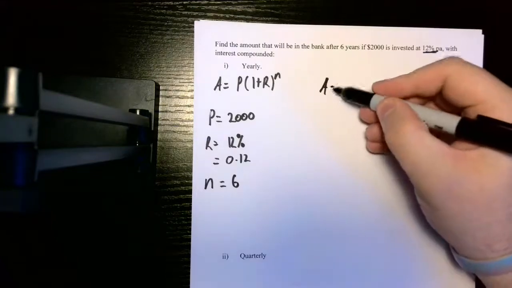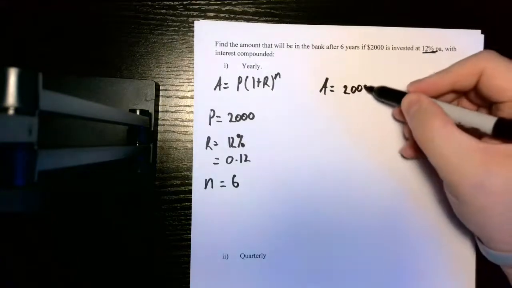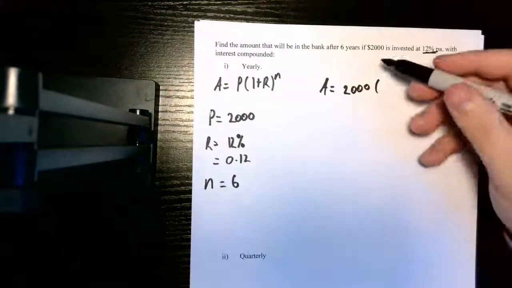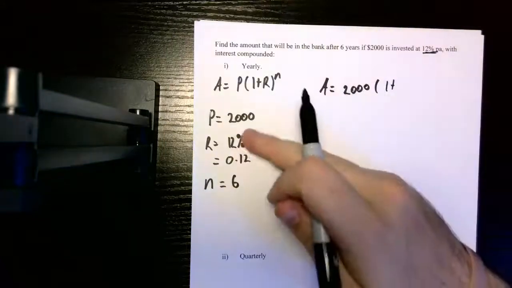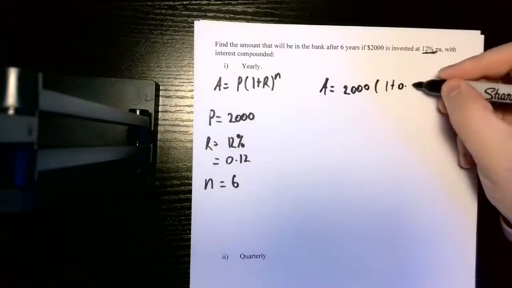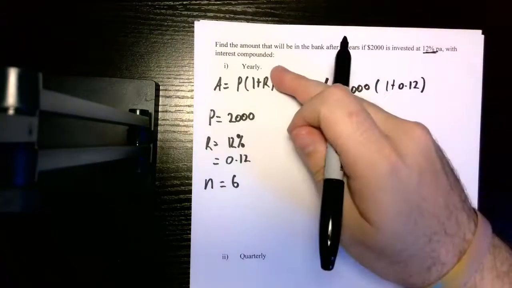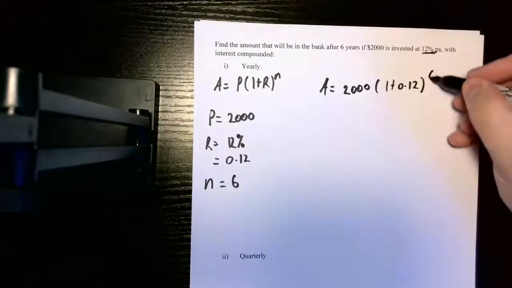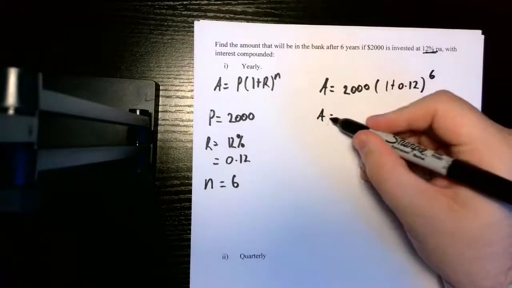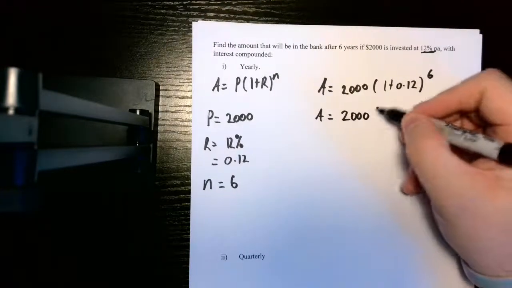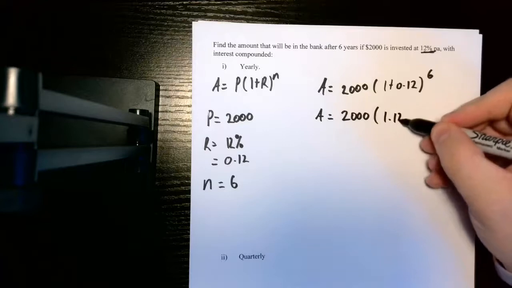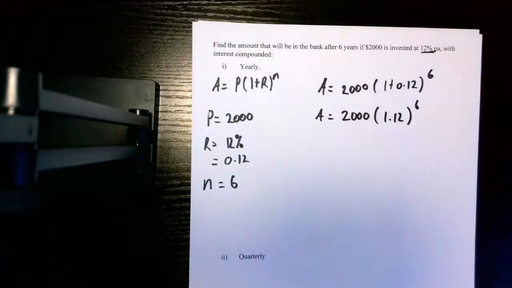So our final amount is equal to 2,000 outside of, replacing the P, 1 plus our interest rate as a decimal, 0.12, that's just following that part of the formula, all to the power of N, which in this particular case is 6. Then you're going to do some simplification. You can simplify the inside of the bracket if you want to give you 1.12 all to the power of 6, or you can go from this step and start calculating.